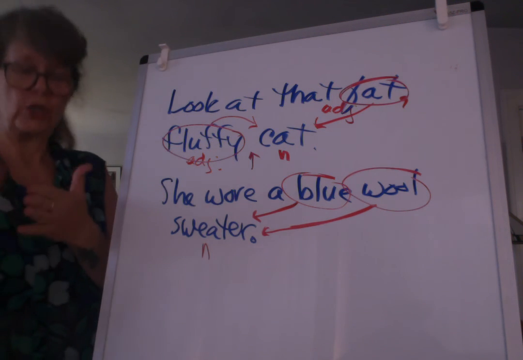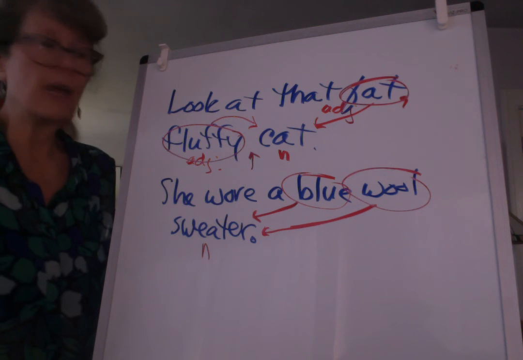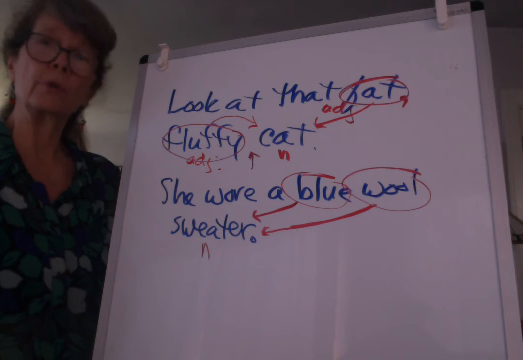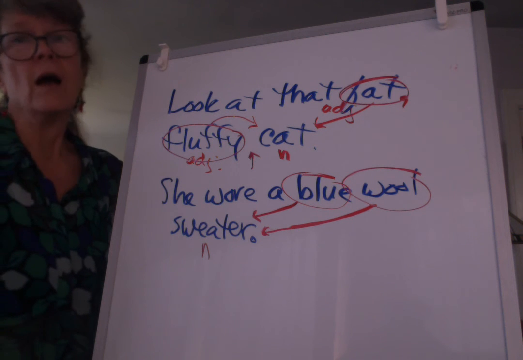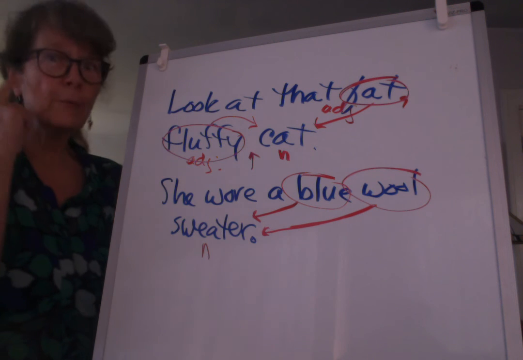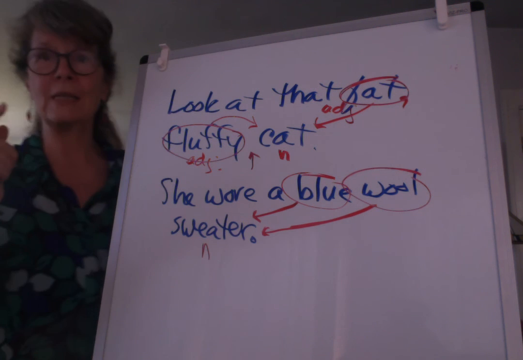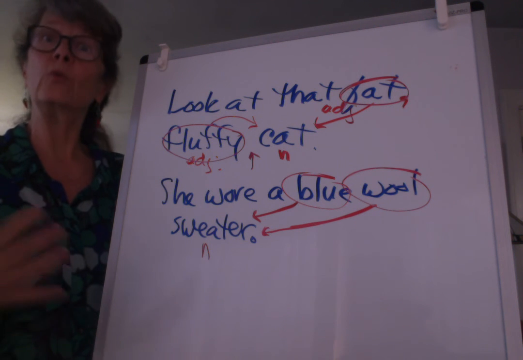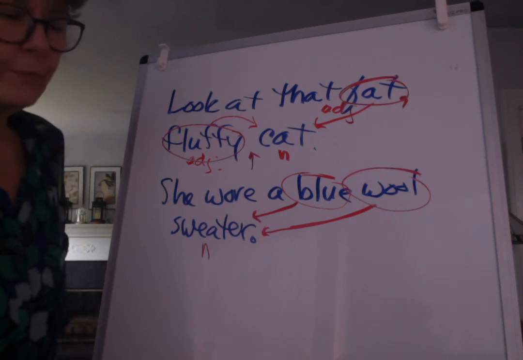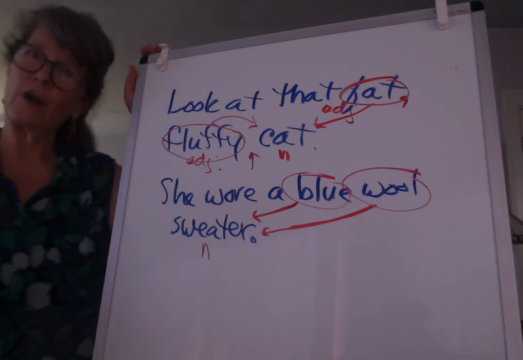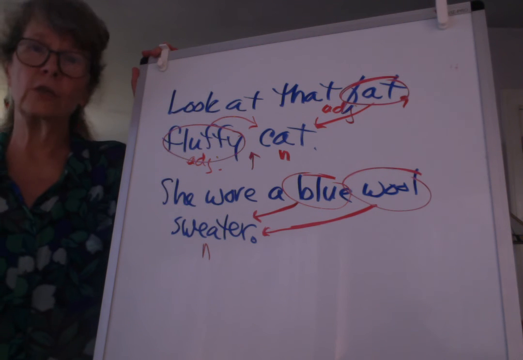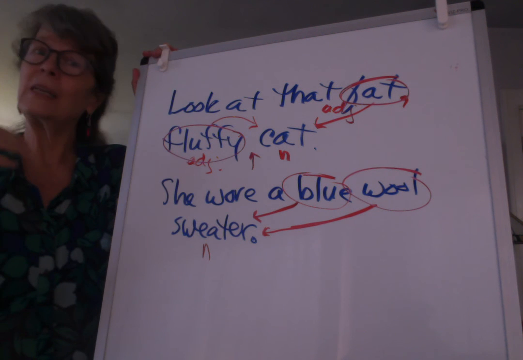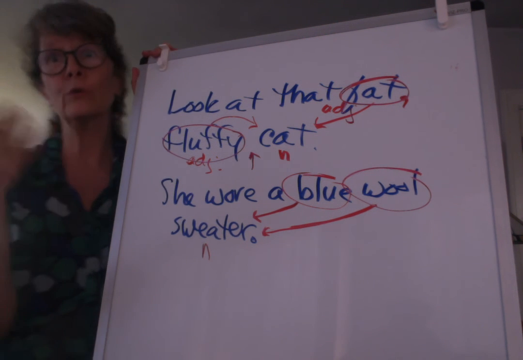Now, I couldn't change the order of those. I couldn't say, "She wore a wool blue sweater." I have to say, "She wore a blue wool sweater." I'll give you the reasons why, but you can probably hear that it just doesn't sound right to say, "She wore a wool blue sweater." It sounds right to say, "She wore a blue wool sweater." The reason for that is very complicated, and if English is your native language, then you probably don't even think about this because it just doesn't sound right to say, "She wore a wool blue sweater."